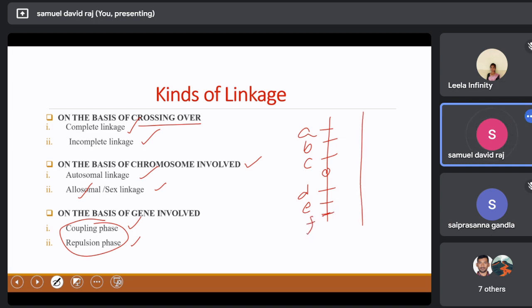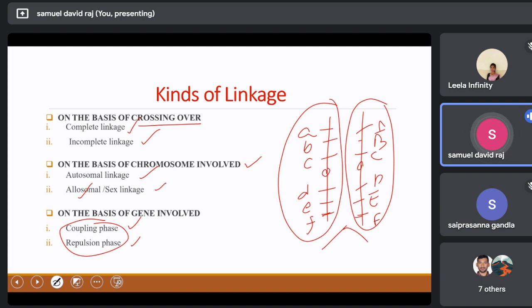Okay, I'll explain this here also. Here the dominant genes are here. All dominant genes are on one chromosome, all recessive genes are on another chromosome. So what happens? During the formation of gametes, they are separated. That means this comes to one gamete and this comes to another gamete. Then what happens? All the dominant genes are present here.